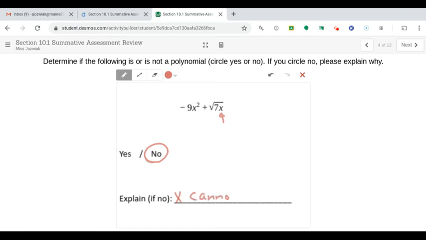So we could say x cannot be inside the radical. And remember, the radical is that square root symbol that we're talking about. Now, you do want to be careful, just as a quick side note, because if this was written as negative 9x squared plus the square root of 7, and then the x was outside the radical, this one would be a polynomial. So you want to make sure that you're careful about where the x actually is. Is it inside the square root or not? If it's inside the square root, that's not a polynomial. But if it's outside, that's okay.